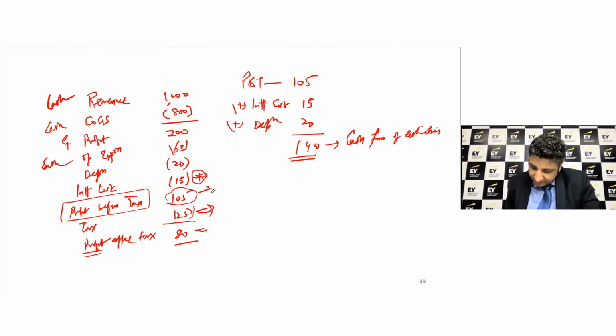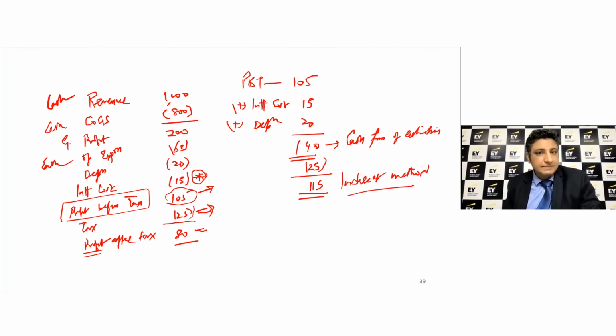So when we started with 105, we had already factored in 25. So I would need to, of course, remove this 25 to arrive at my profit of 115. This is something which is referred to as the indirect method.